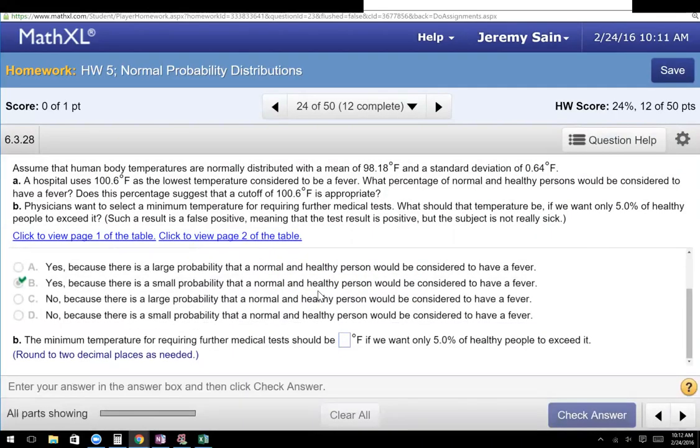And physicians decide they want to select a minimum temperature for requiring further medical tests. And we want to say, whoops, see if it comes back. While we're waiting for it to come back, I'll tell you what it says. Okay, it's back, never mind. It says we want to have 5% of healthy people misdiagnosed. Okay, so what are we going to do?